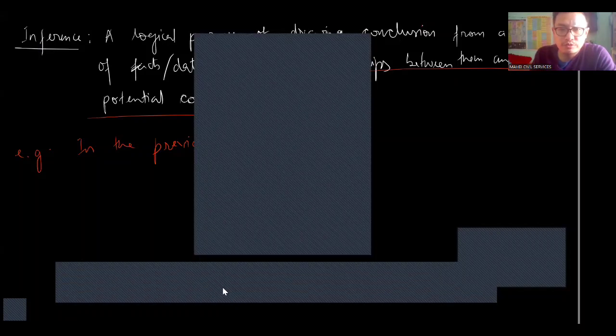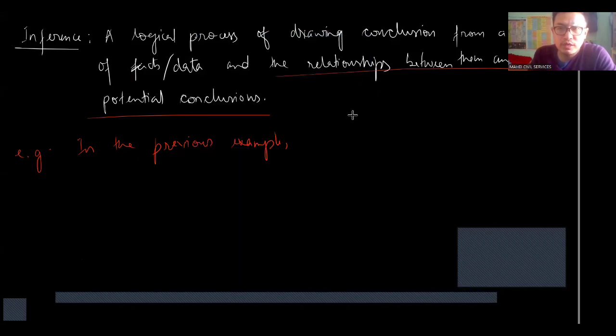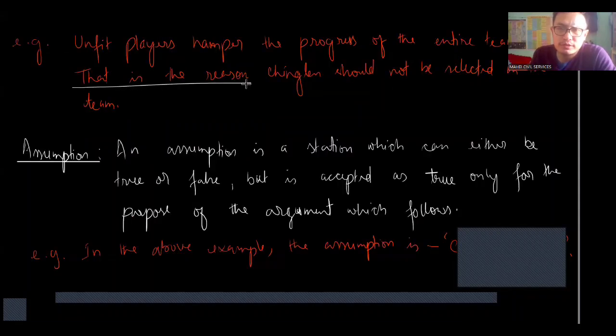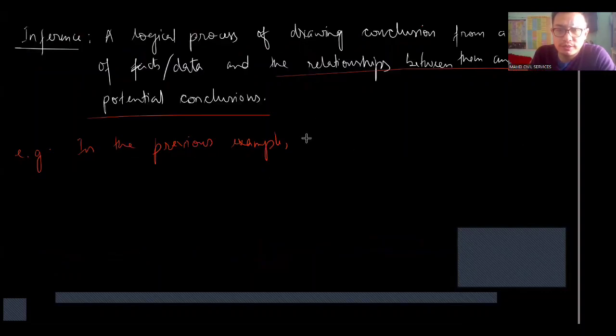Sir, unfit players should not be selected so high. So the inference is: yes, unfit players should not be selected so high. So in the previous example, unfit players hamper, and Chinglen is going to hamper the progress of the entire team, the entire team or the progress of the entire team.